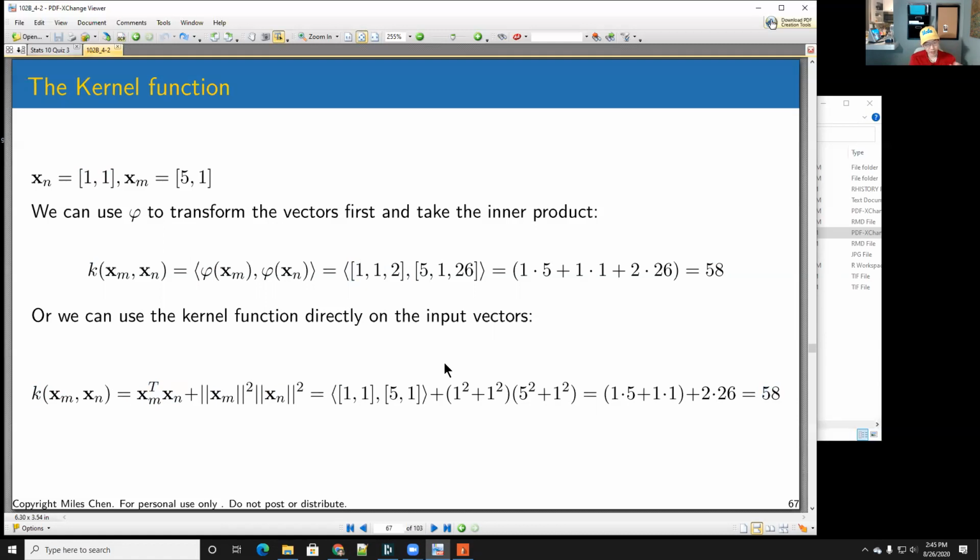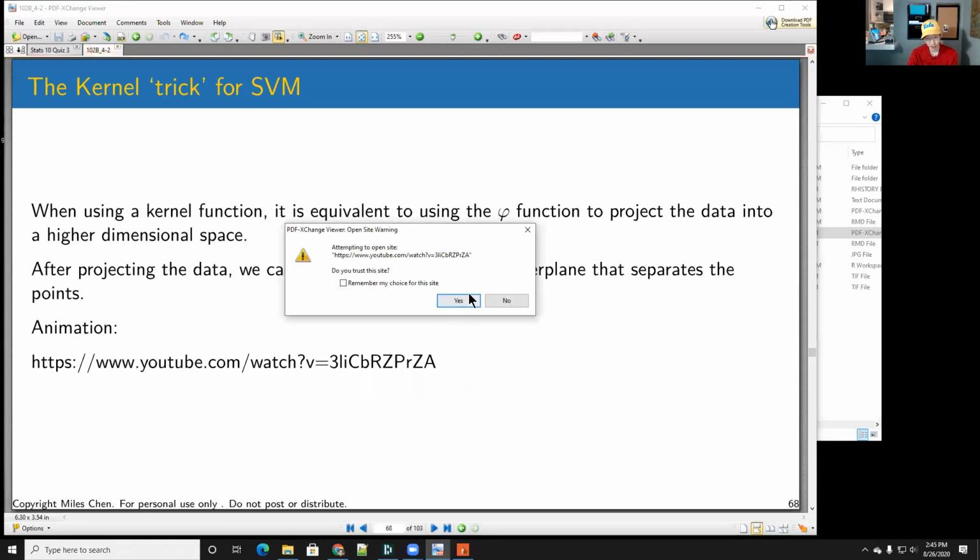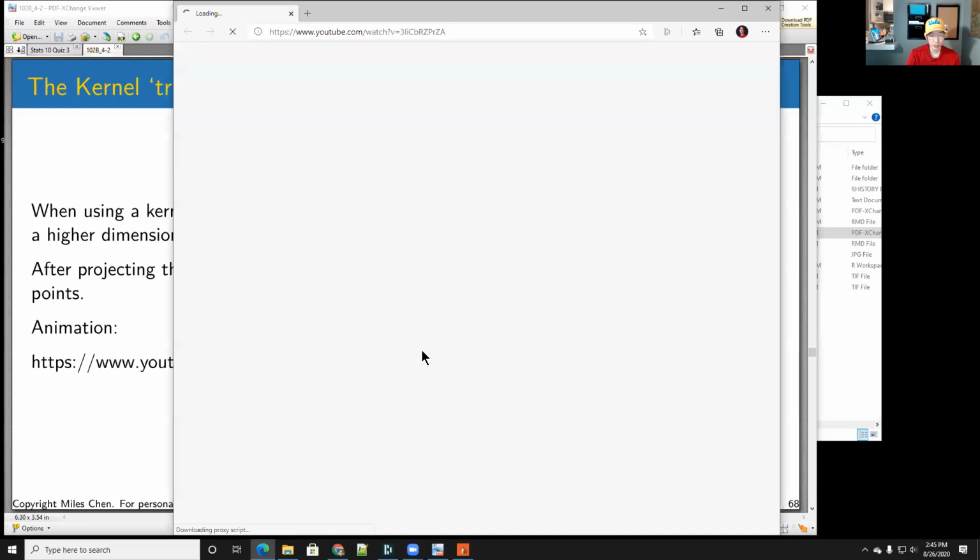You might have a kernel function and wonder what the corresponding transformation function is. That's not the point of the kernel function. You don't have to figure out what the transformation function is; you can just use the kernel function directly. Here's a visualization of using the kernel function and how we can do it for support vector machines. And so we're going to start off.